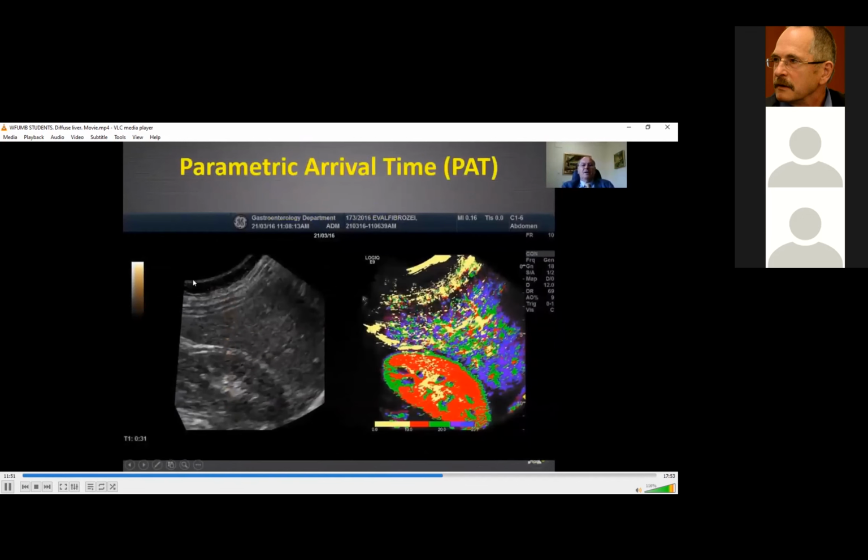Or in this so-called parametric arrival time, this is the kidney, this is the liver, and you can see here the time when the contrast arrives. For example, in the kidney it's earlier than in the liver. You can see somewhere after 10 seconds in the kidney and somewhere 20-25 seconds in the liver, with green and this violet.